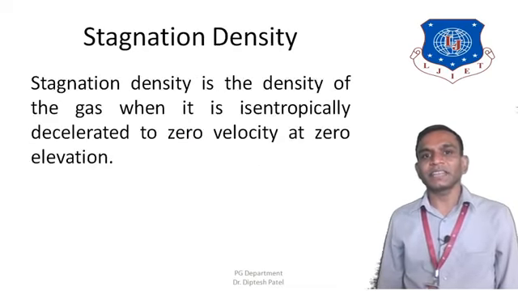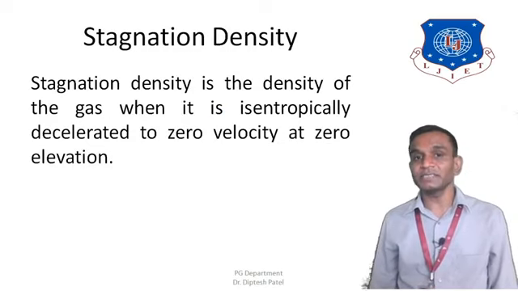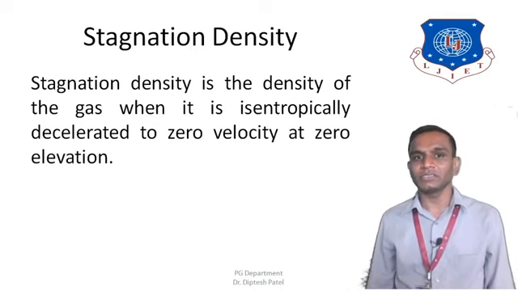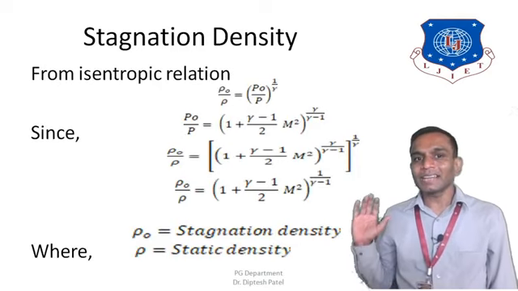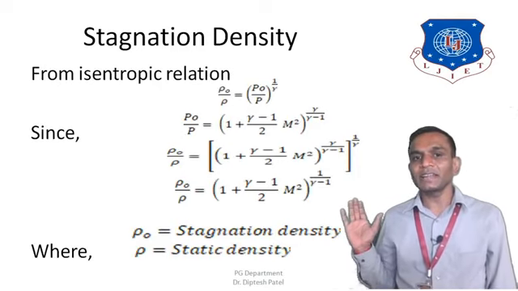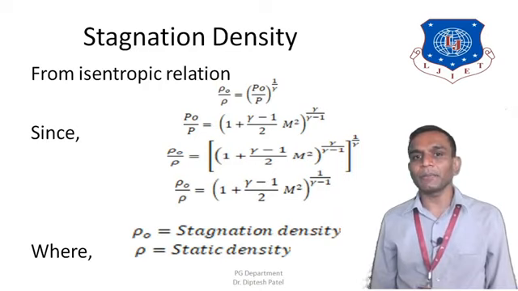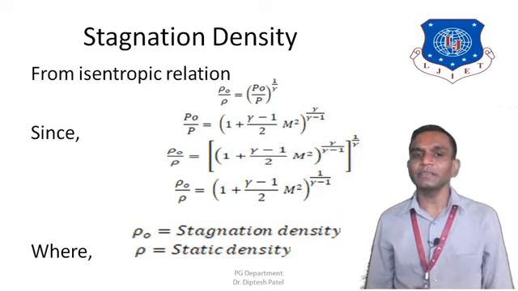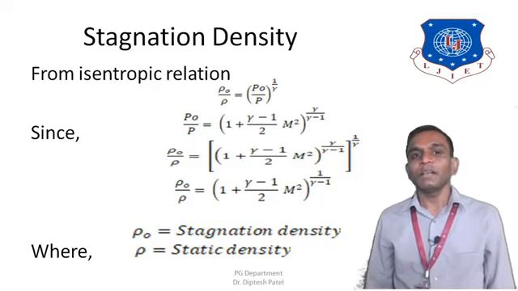Last one is the stagnation density. Stagnation density is the density of gas when it is isentropically decelerated to zero velocity at zero elevation. Now from isentropic relations we can write rho0 divided by rho is equal to (P0 divided by P) raised to 1 upon gamma, since we have used the same kind of isentropic relations in the previous slide. So rho0 divided by rho is equal to (P0 divided by P) raised to 1 upon gamma.